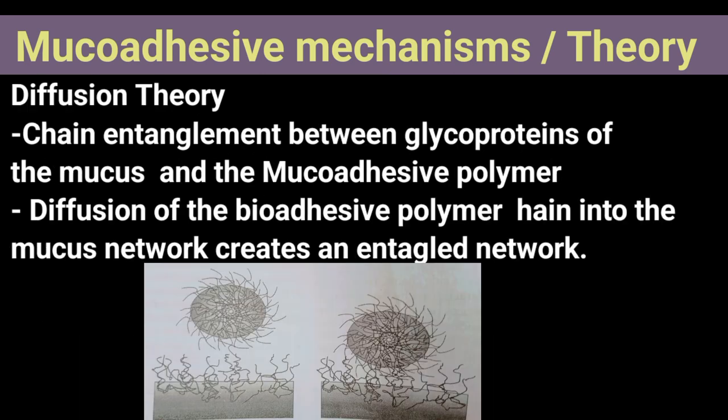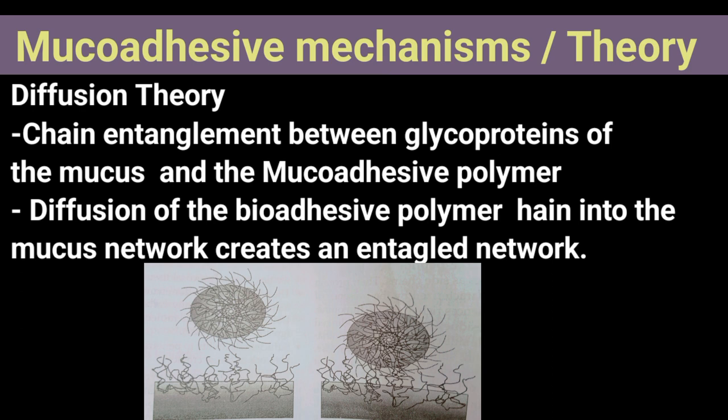Next theory to be discussed is diffusion theory. So what is diffusion theory? The chain interaction between the glycoprotein of the mucus and the mucoadhesive polymer. So mucoadhesive polymer jo hai and glycoprotein jo ki component hai hamara mucous membrane ka, in dono ke beech mein entanglement, chain entanglement honi chahiye.